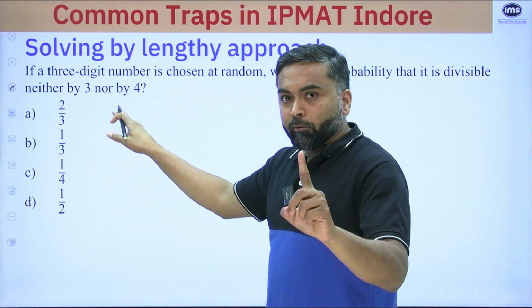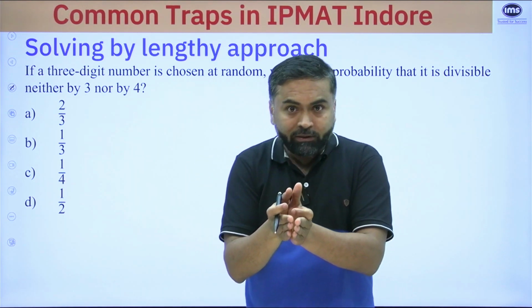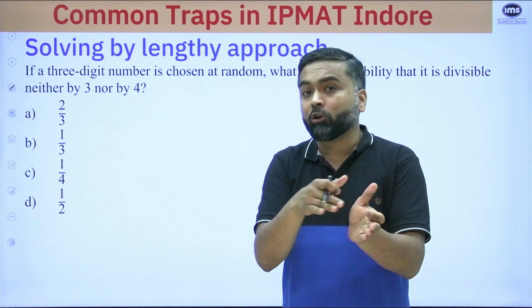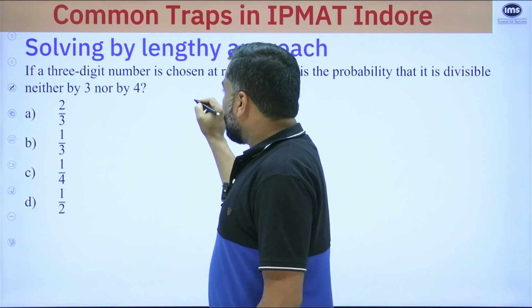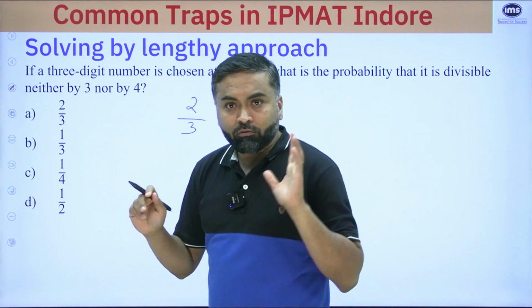The number is not divisible by 3. Can I say if I take 3 consecutive numbers, only one number is divisible by 3 and two numbers are not divisible by 3, which means 2/3 of the numbers are not divisible by 3.